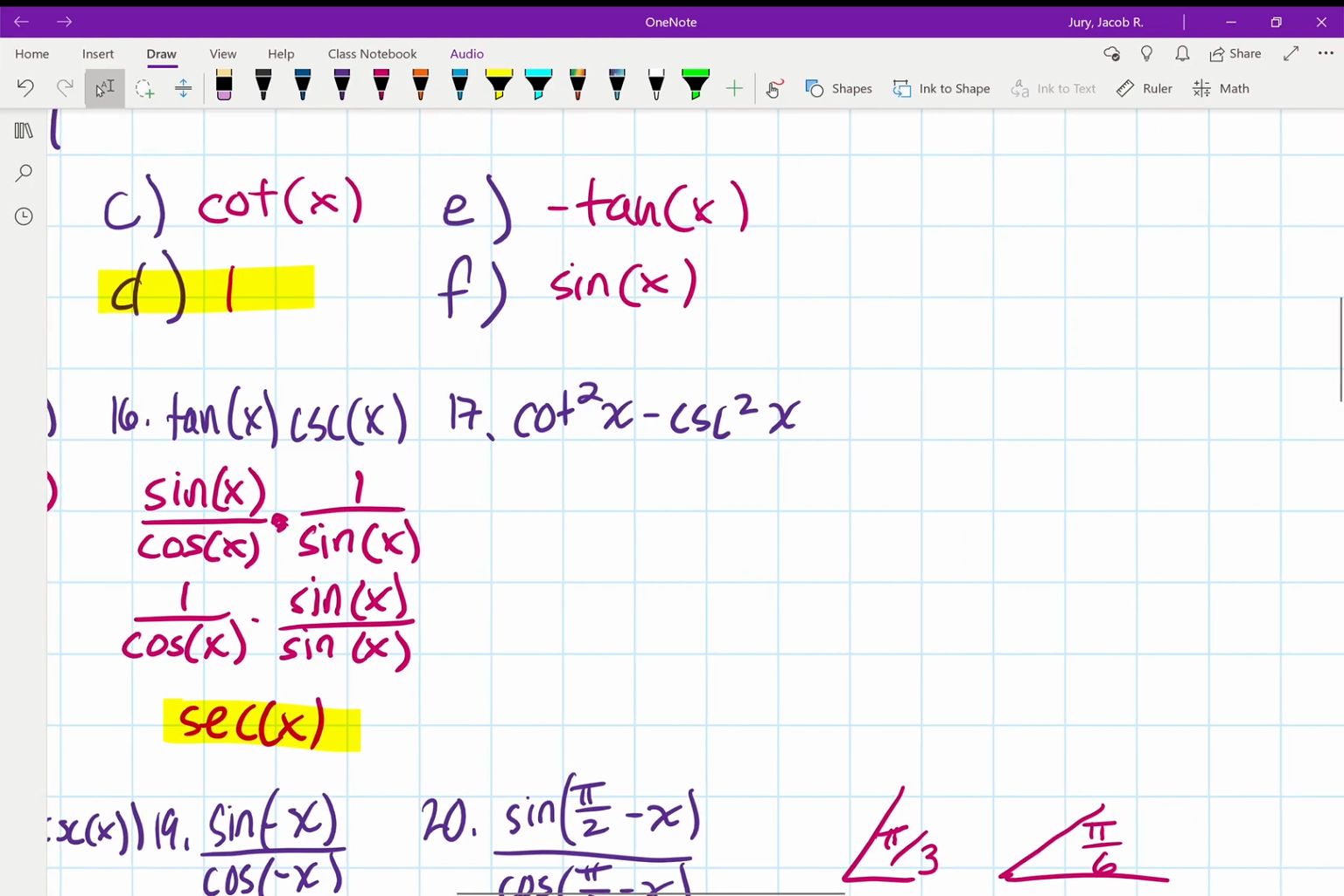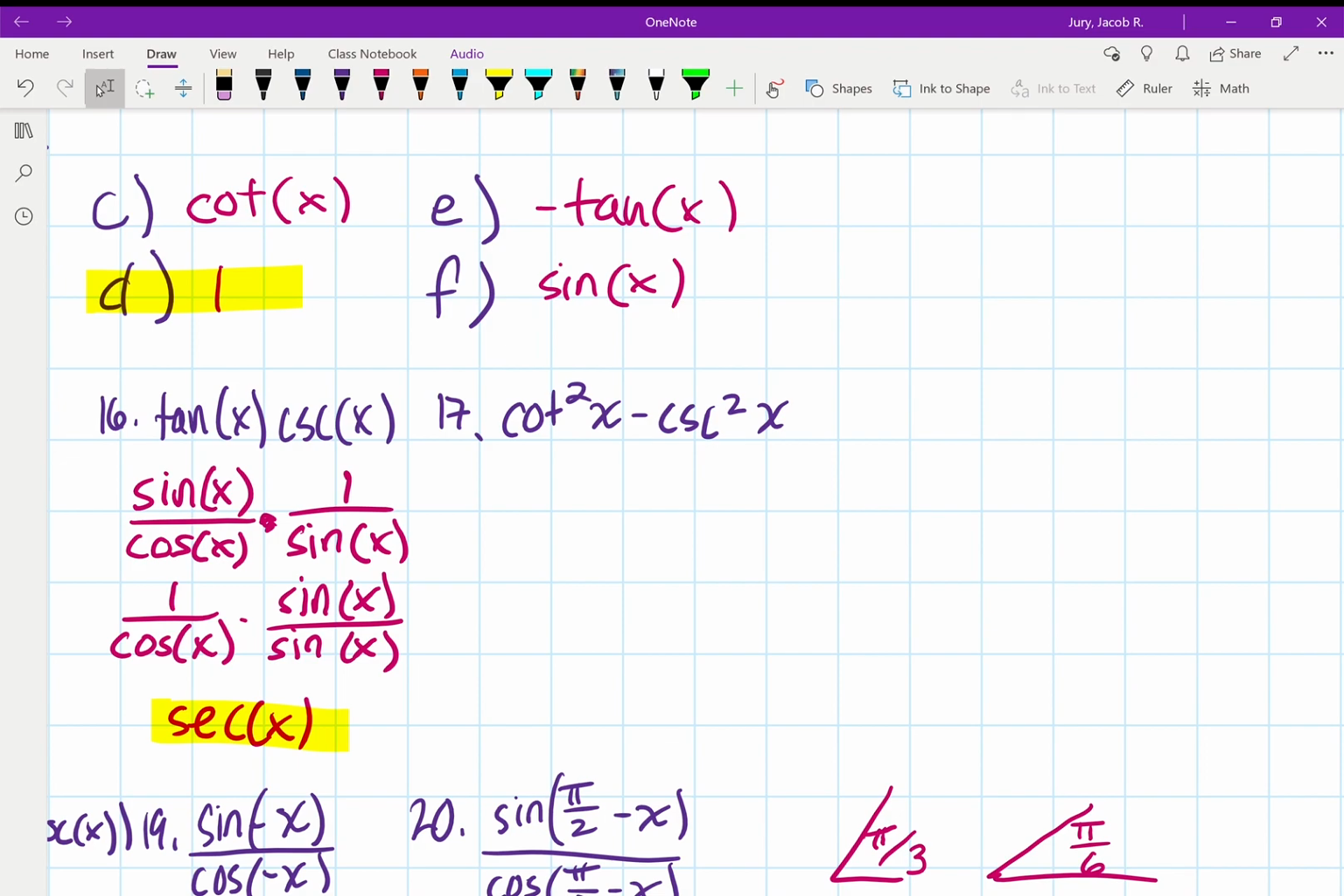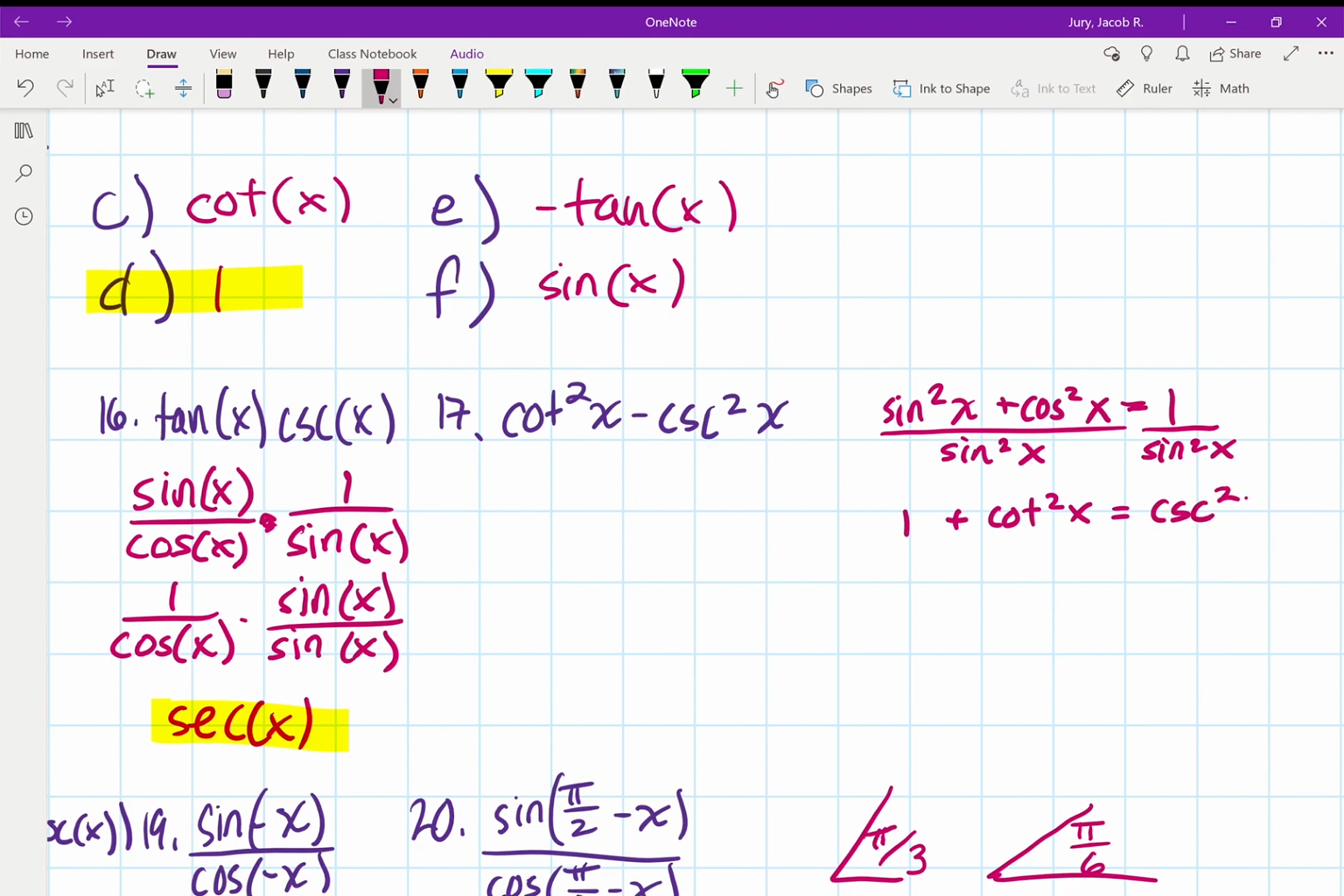If you can't remember which one does what, you can always start off at sine squared x plus cosine squared x equals 1, and think, what do I divide all this by to get cotangent or cosecant? It's definitely going to be sine squared on both sides. So I'll do that, and I'll get 1 plus cotangent squared x equals cosecant squared x. And it looks like if I can rearrange these properly, I should be okay.